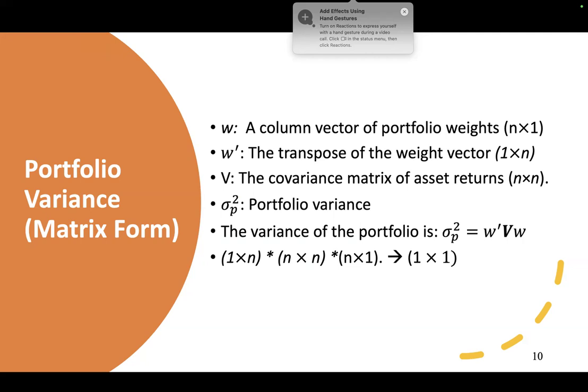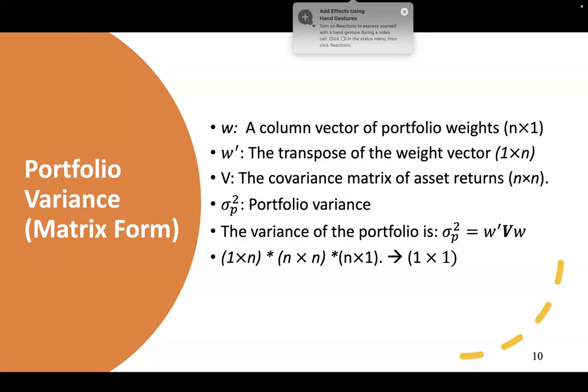So W is a column vector of portfolio weights. Let's say you have three different stocks, stock A, B, C. Each of them would have a different weight. All the weights together must add up to one, because you want to spend all the money that you have. But let's say 0.3, 0.5, and 0.2. So they add up to 1. W prime is just the transpose of that vector. If the original vector is n by 1, it has n rows, 1 column. The transpose is 1 by n.